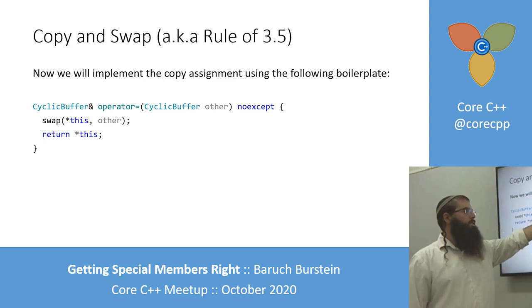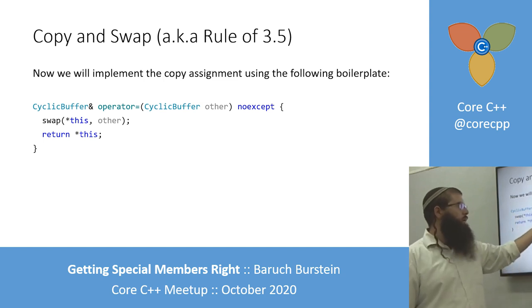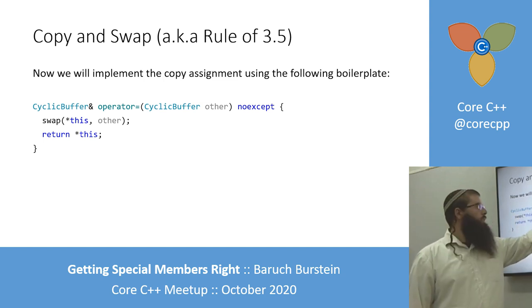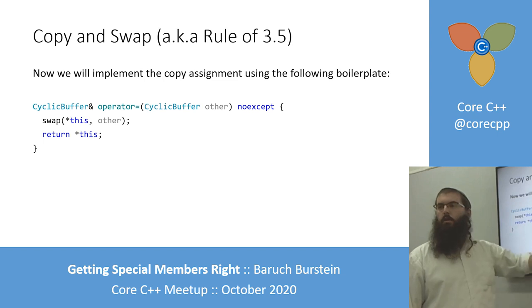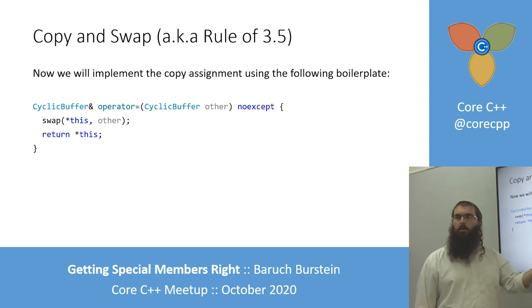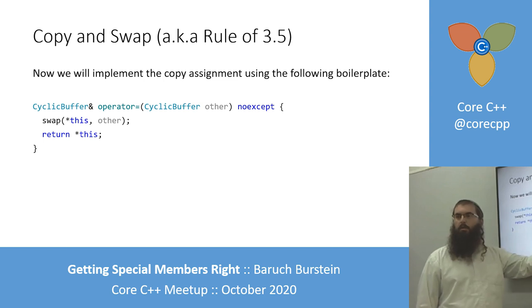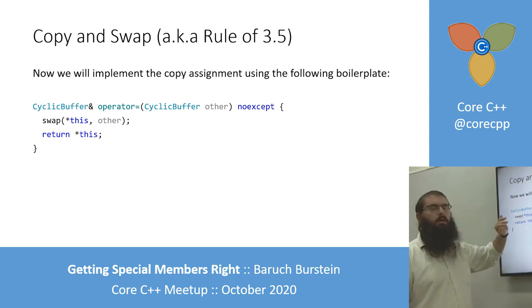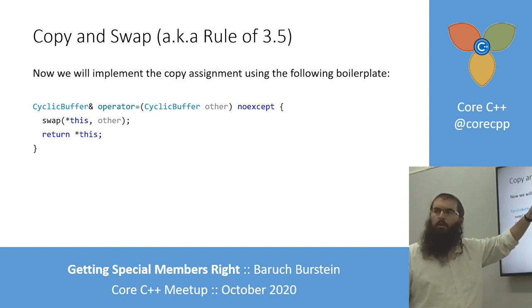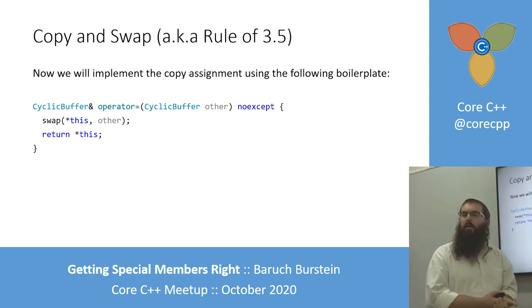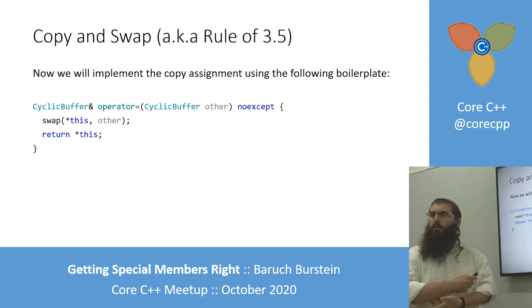The magic is, of course, now that we have a non-throwing swap, we are using all the code that we already wrote in the copy constructor. The operator takes it by value, which makes the copy, calls the copy constructor into other. By the time we enter the function, everything was already copied.